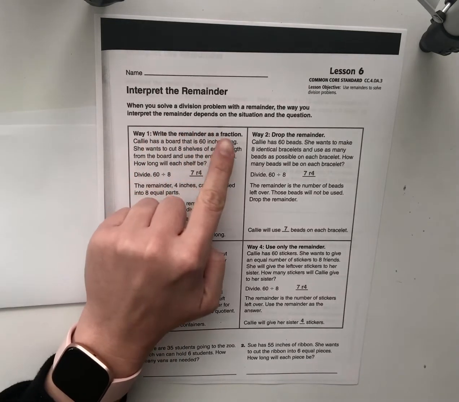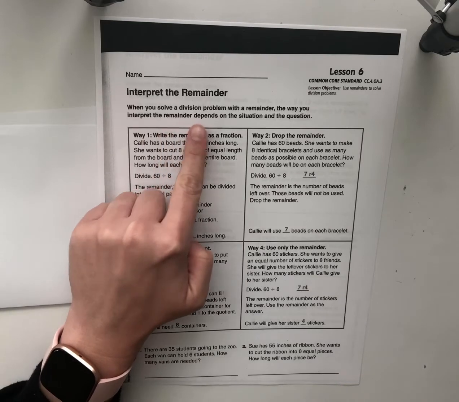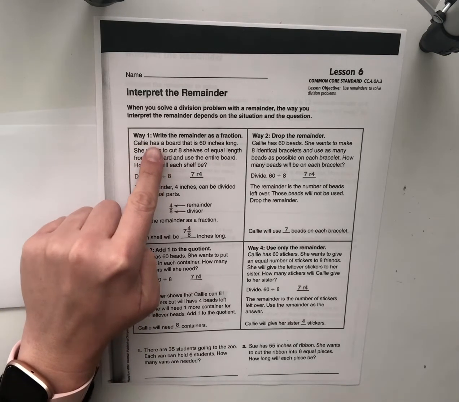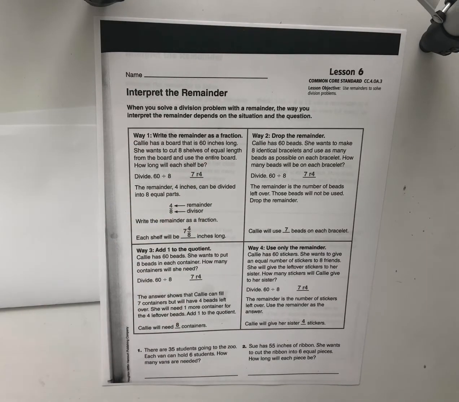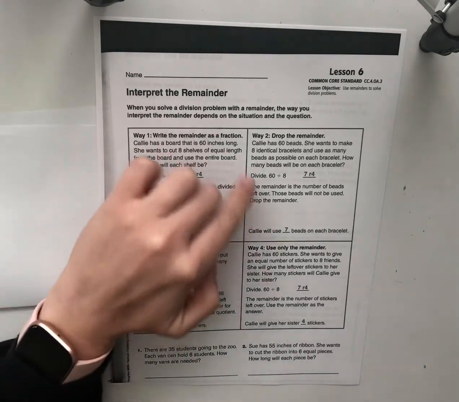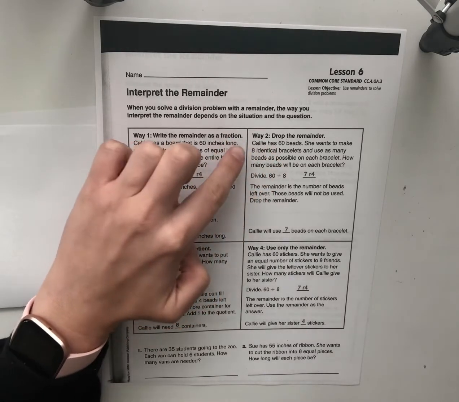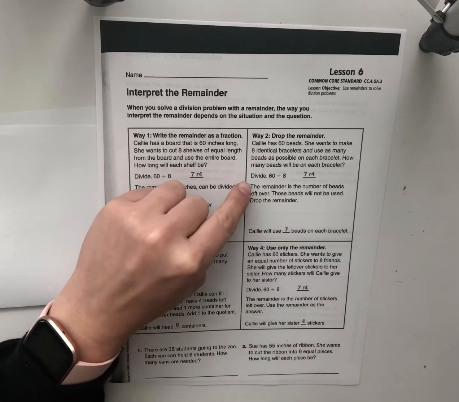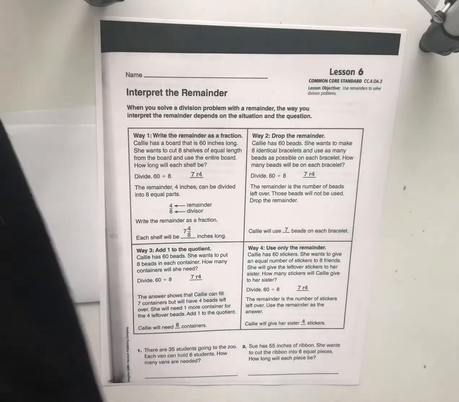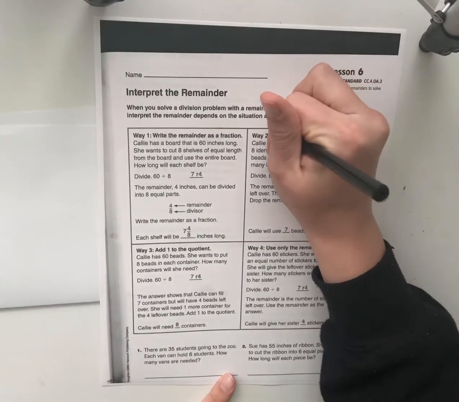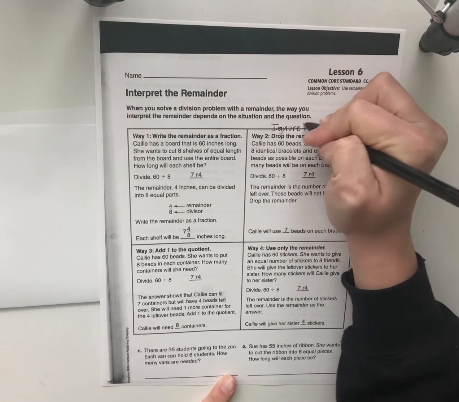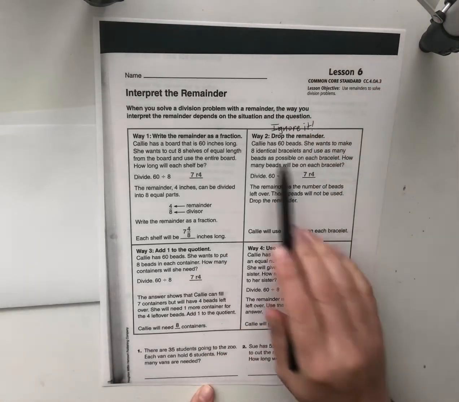When you solve a division problem with a remainder, the way you interpret the remainder depends on the situation and the question. So there are different ways to solve. Let's see what this says. Way 1, write the remainder as a fraction. Well, we haven't really talked about that, so we're going to move on. Way 2, drop the remainder. In this case, we don't use the remainder, so that means we ignore the remainder. I know that it says drop, but to remind myself, I'm going to put ignore the remainder.